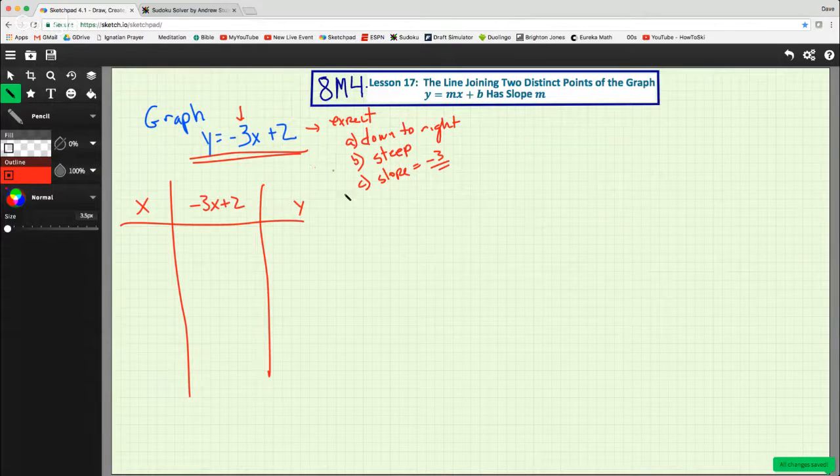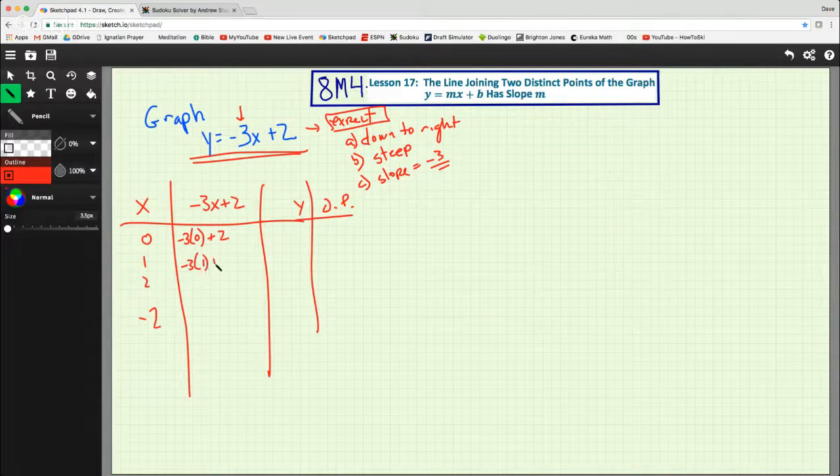So we'll see if all of these things are true after we calculate some points, some ordered pairs, and then we're going to graph them. So let's go. Let's try our numbers. Let's try 0, 1, 2, and then let's try a negative number, like negative 2. Okay, so negative 3 times 0 plus 2, negative 3 times 1 plus 2, negative 3 times 2 plus 2.